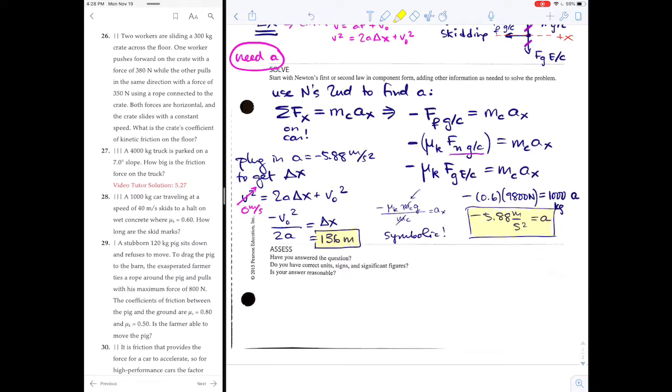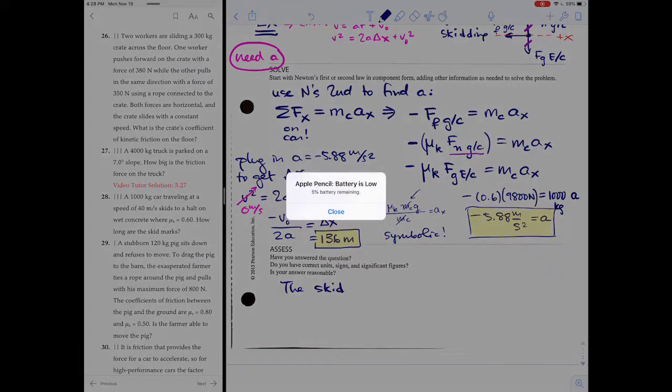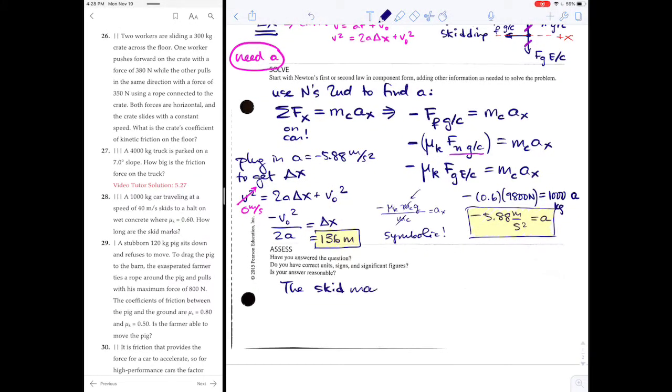Okay, so finally, have we answered the question? How long are the skid marks? Yes, the skid marks are 136 meters long. Boom. Yes. Do we have correct units, signs and significant figures? Our answer is positive, which kind of makes sense. Since it's positive 136 meters, the car moves to the right while slowing down. That matches our sketch.